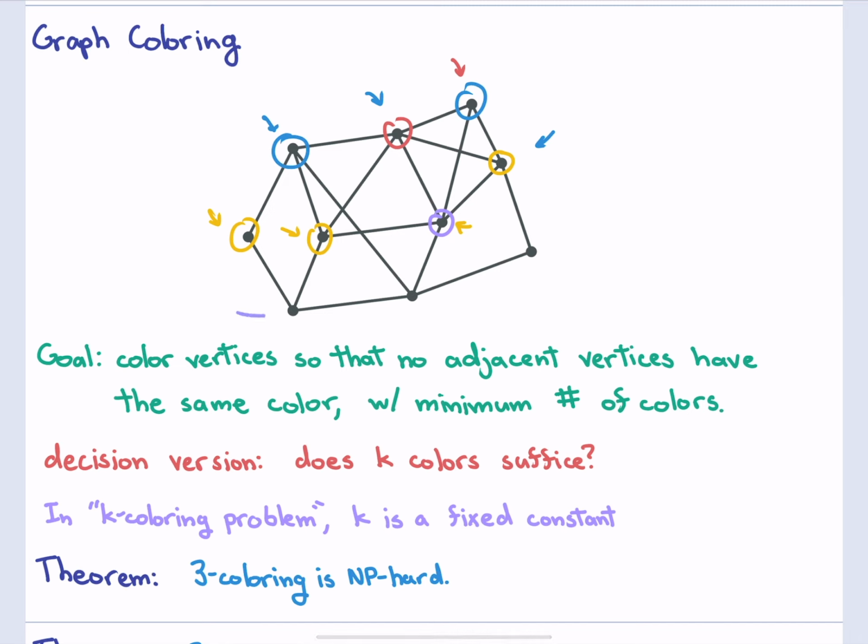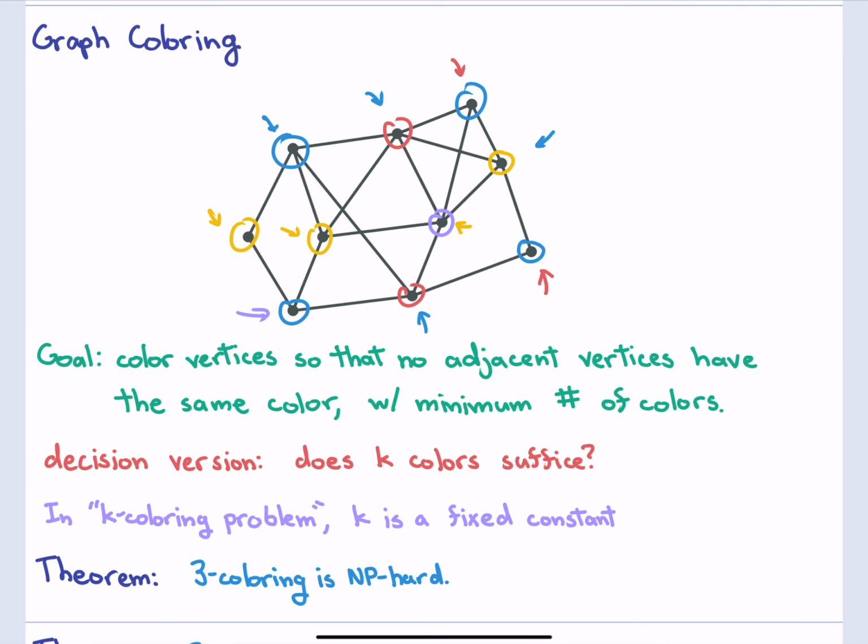Okay. How about here? Okay. How about here? Okay. How about here? Okay. All right. So that would be a 4 coloring of the graph. We use 4 colors, and for every edge, there are different colors at the endpoints.